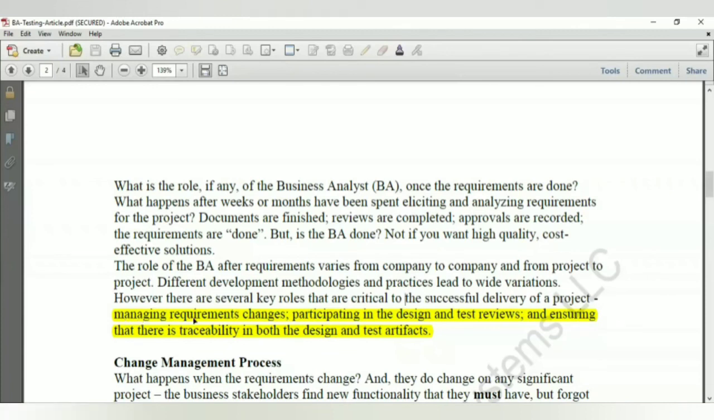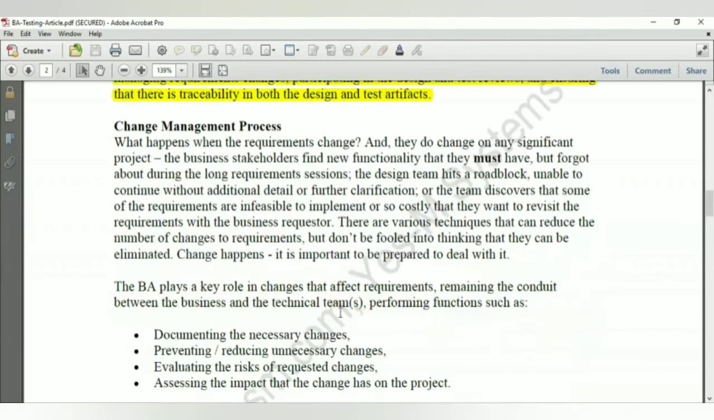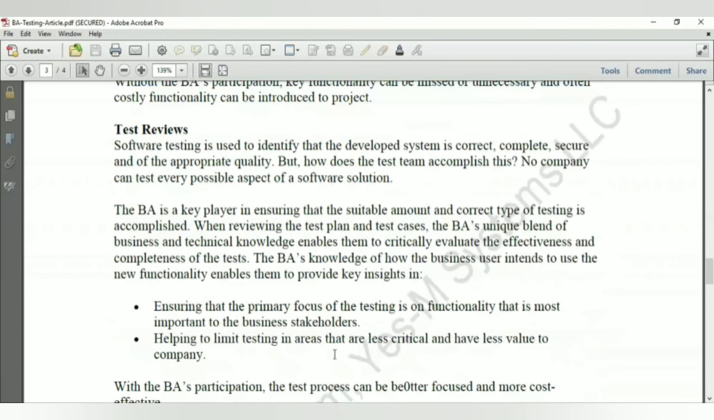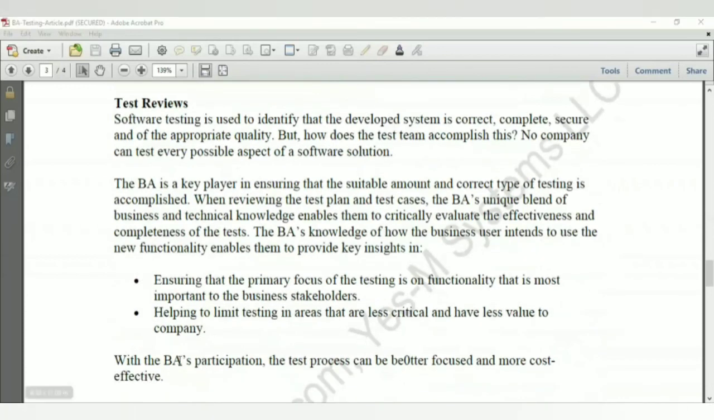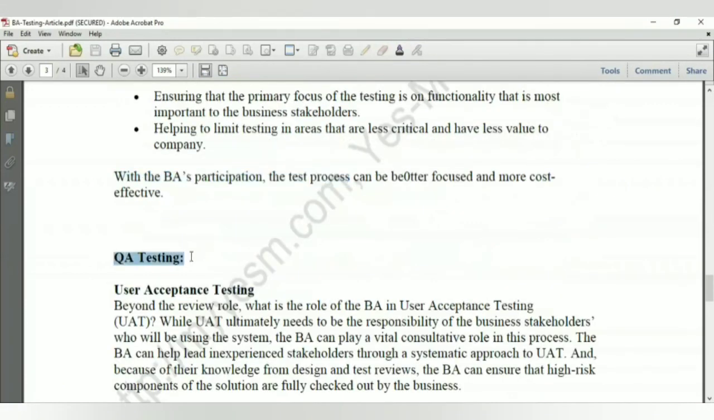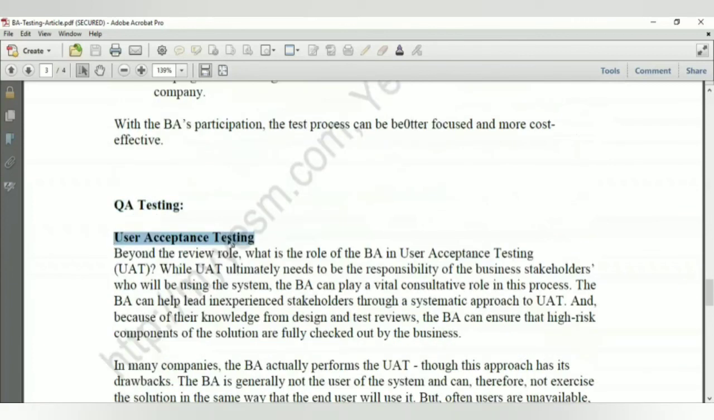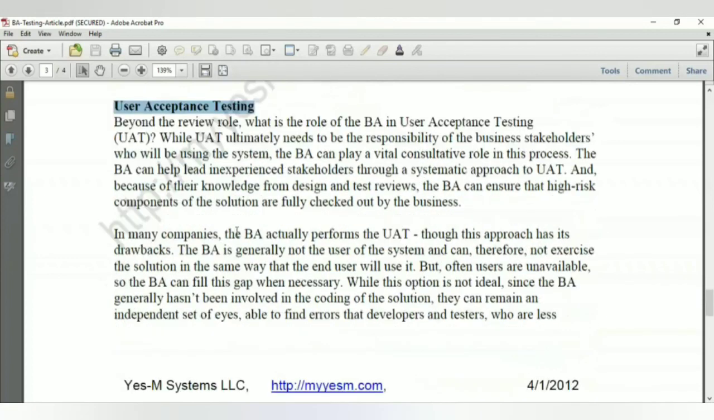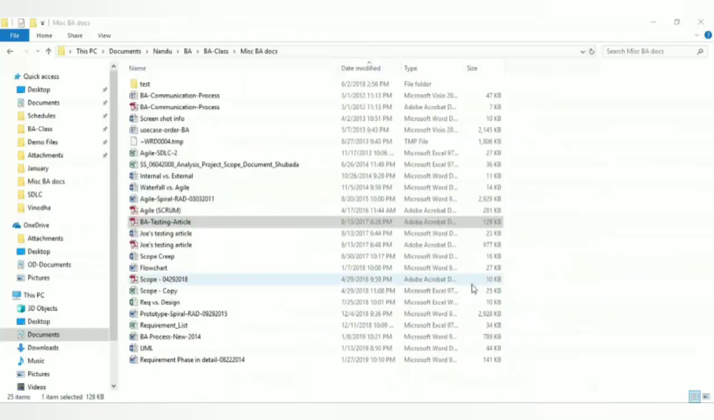But beyond that, the BA does managing requirement changes, participating in design and test reviews, traceability. The BA does test reviews. How will you do test reviews if you don't know testing? BA participation in the test process. The BA does QA testing. The BA does what is called user acceptance testing. In many companies, the BA actually performs UAT. If anybody tells you that you don't have to know testing, you don't have to know SQL, don't believe them. These days, you have to know a lot more than just the BA role. So remember that. Okay. So that is the last part.